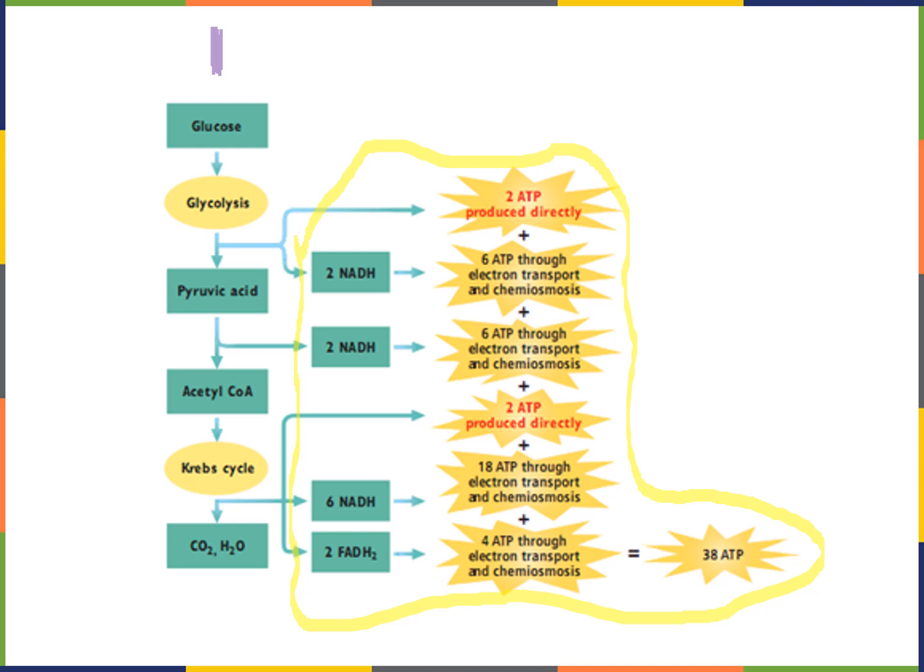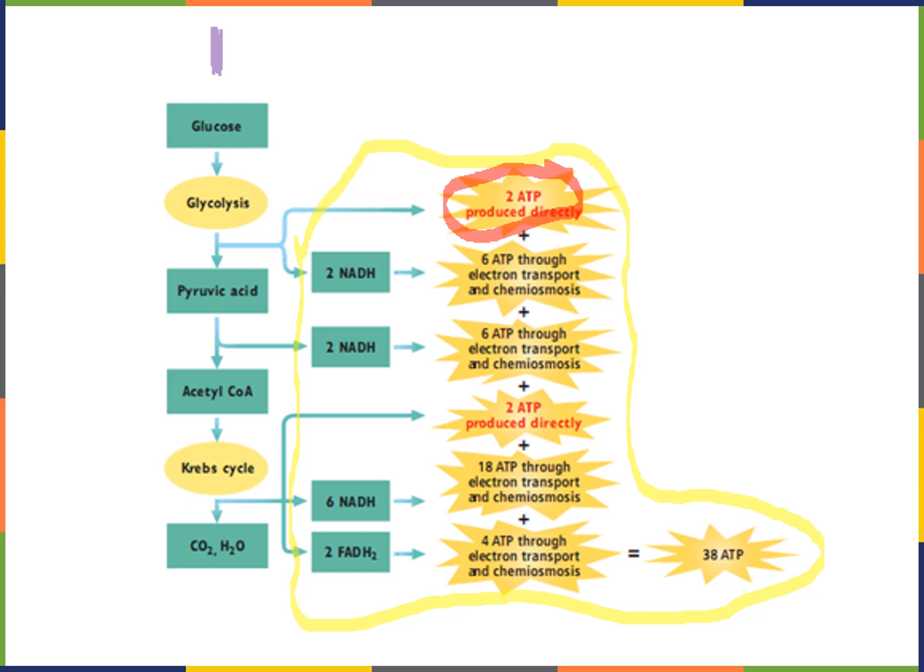And then in pyruvic acid, during that transition step of pyruvic acid being converted into acetyl-CoA, we made two more molecules of NADH. And then in the Krebs cycle, we made 3 molecules of NADH, and we made 2 molecules of FADH2. Well, if you go back to glycolysis, you will see that we made 2 molecules of ATP directly. Okay? And then if you remember my rule, each molecule of NADH makes 3 molecules of ATP. So 2 times 3 is 6.